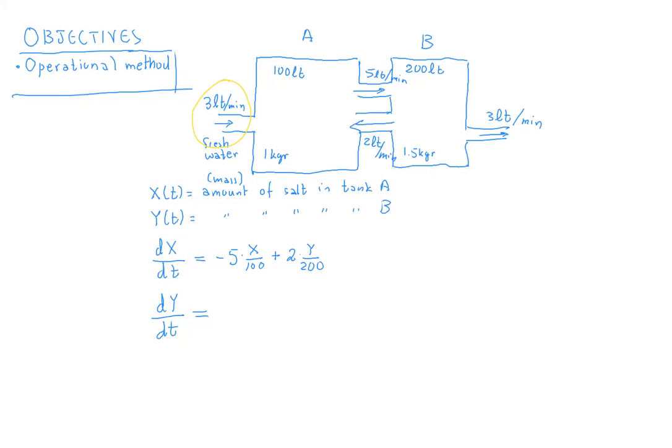Okay, let's see together now. So let's look at what depends on the concentration in tank A. So that contribution is positive, right? And you have 5 times x over 100, right? So I'm talking about this contribution right here.